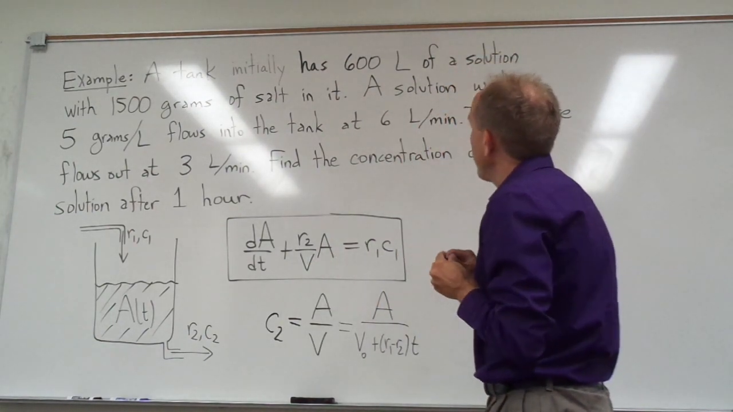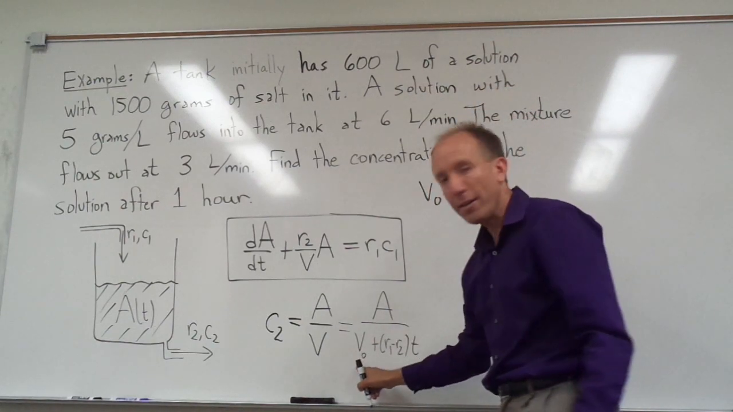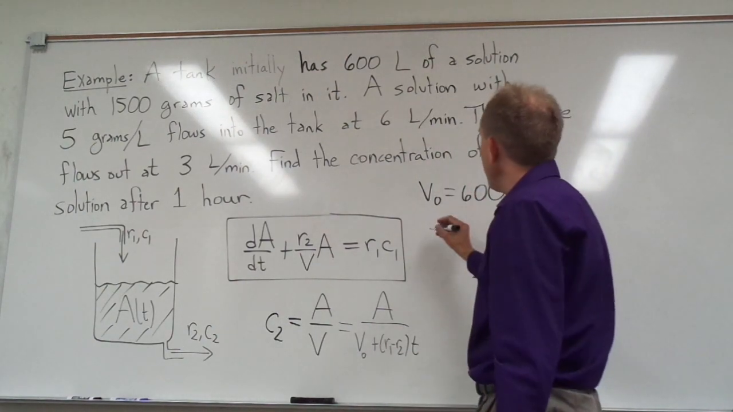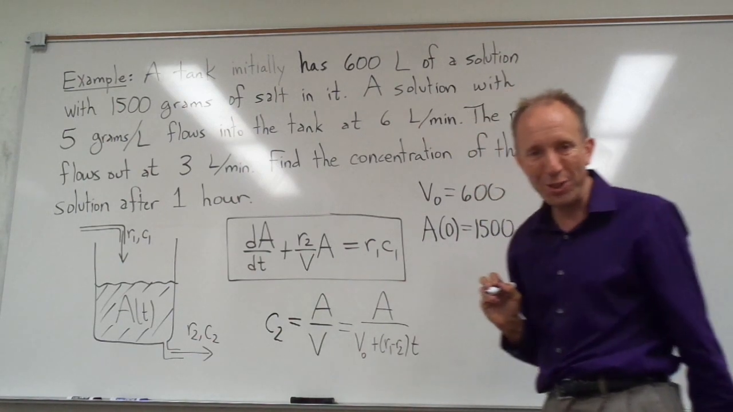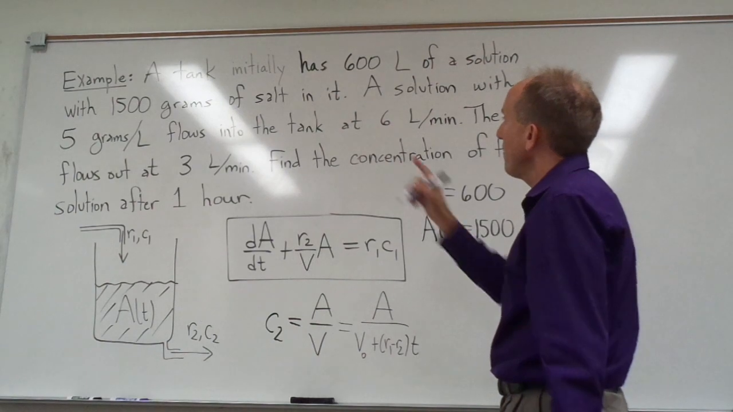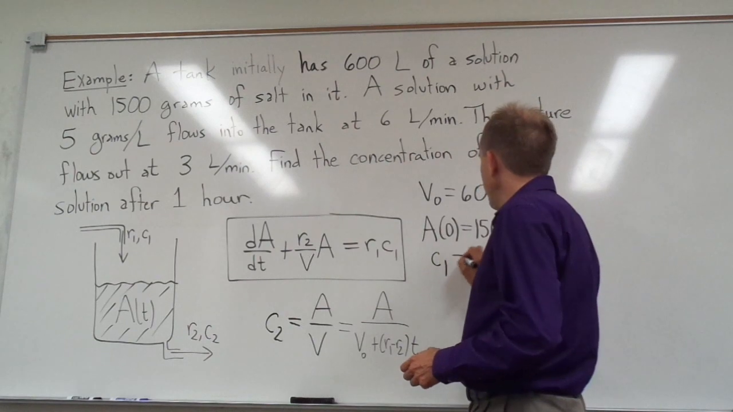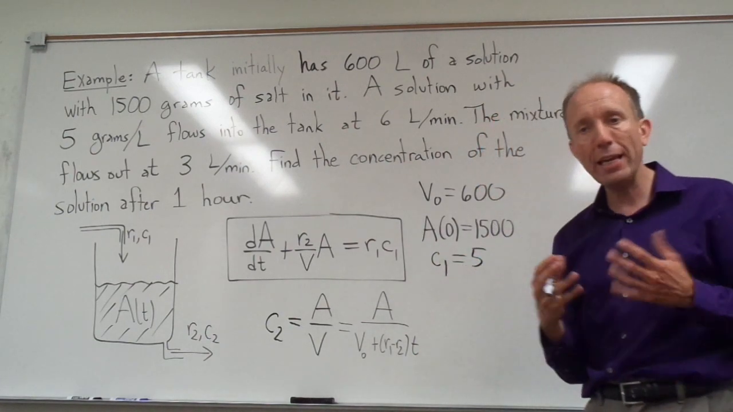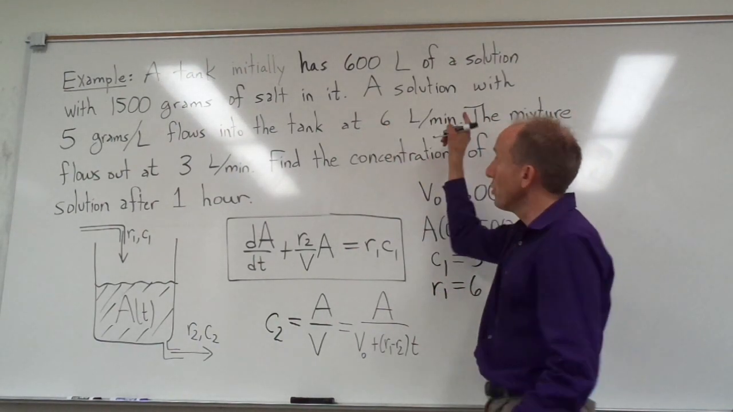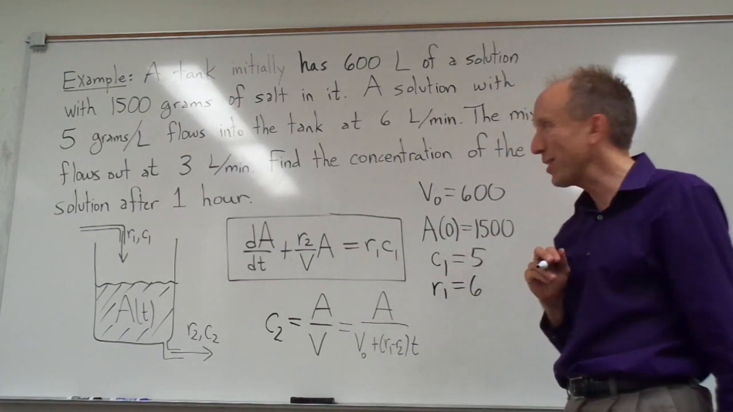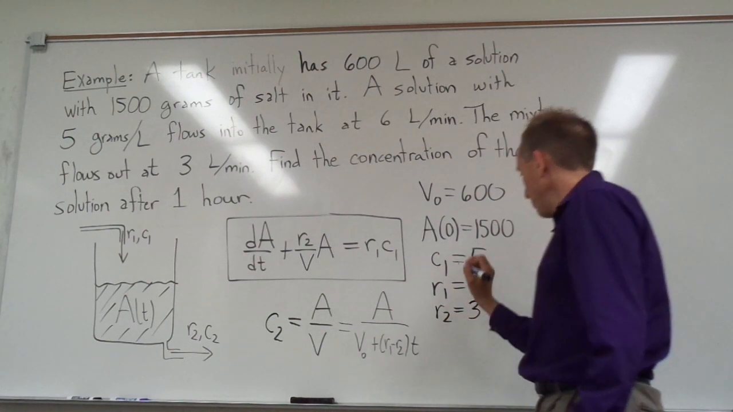Okay? So, for example, the 600, that's just going to be the initial volume, right, down here. The 1,500, that's just the amount of chemical at the start of the process, A of 0. Let's see, 5 grams per liter is flowing into the tank, so that would be C1, right? The concentration flowing into the tank in grams per liter. And the rate at which it's flowing in is 6 liters per minute. That's the R1, okay? The mixture flows out at 3 liters per minute, so that's the R2.